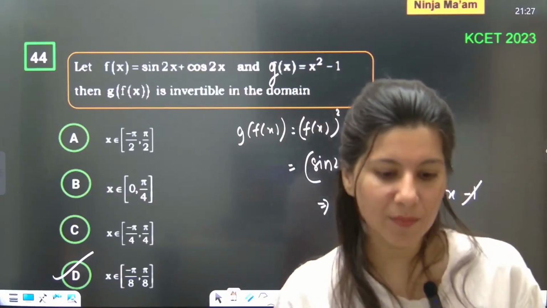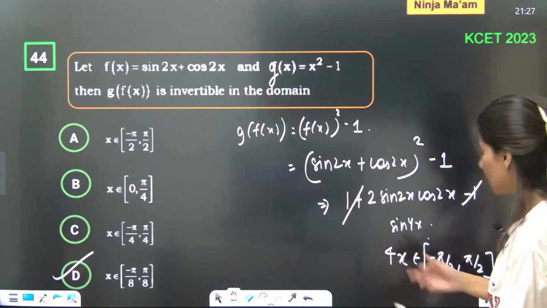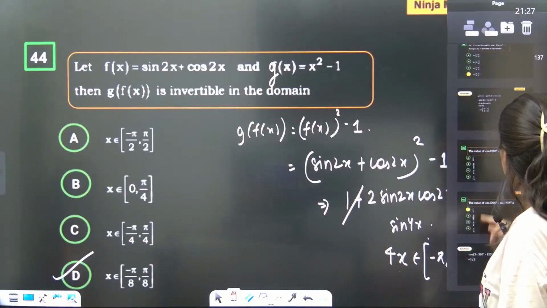Yes. Yes, A, B, C, D, E, F, G, H, I, J, dot, Z. What is your doubt? Tell me. Okay, what is your doubt?